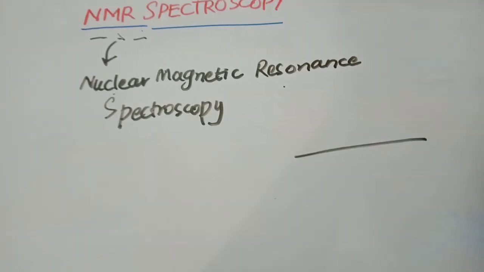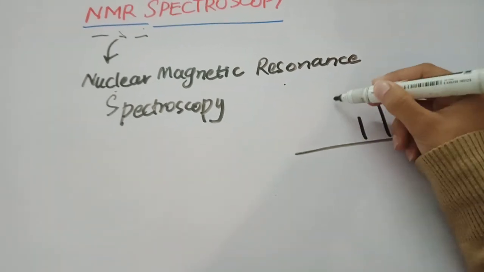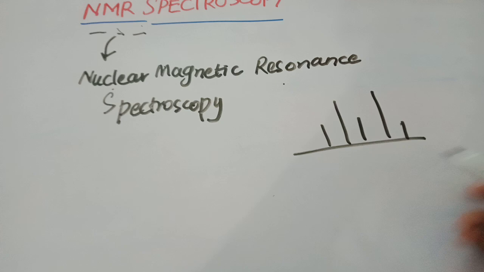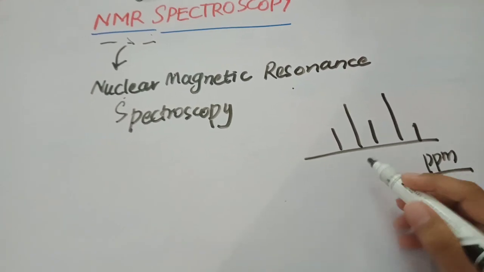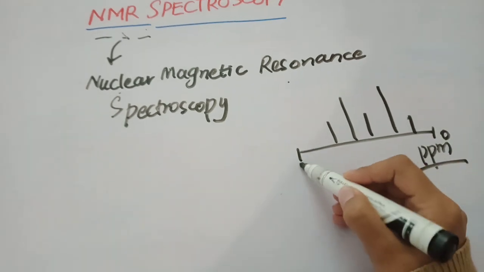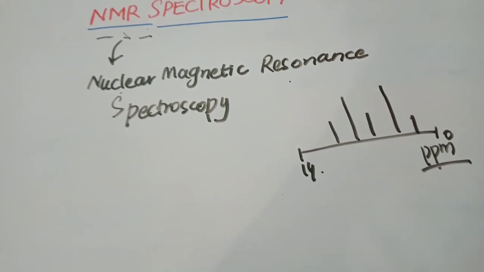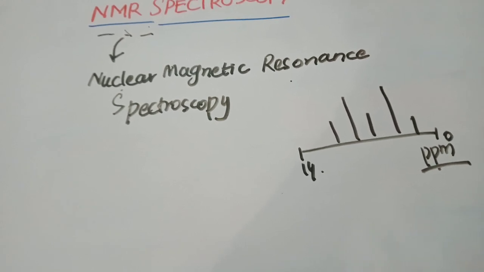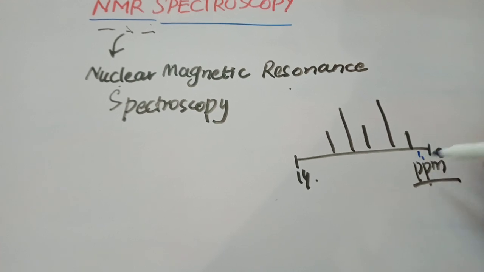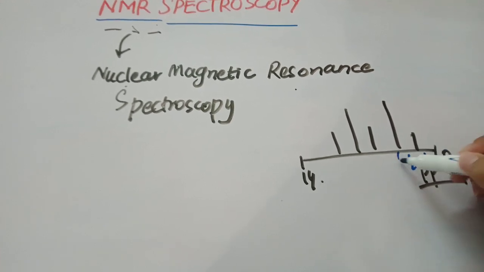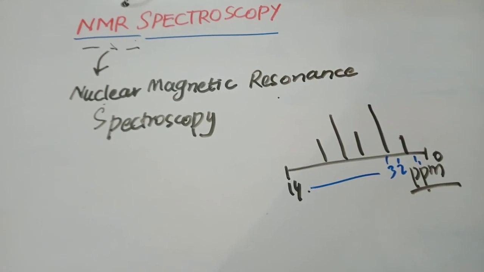The graph is usually plotted like a signal here, here, here. So this is the graph having ppm values here, and it will start from 0 to 14. So from 0 it will be 1, 2, 3 and up till 14. So these are called the ppm values.